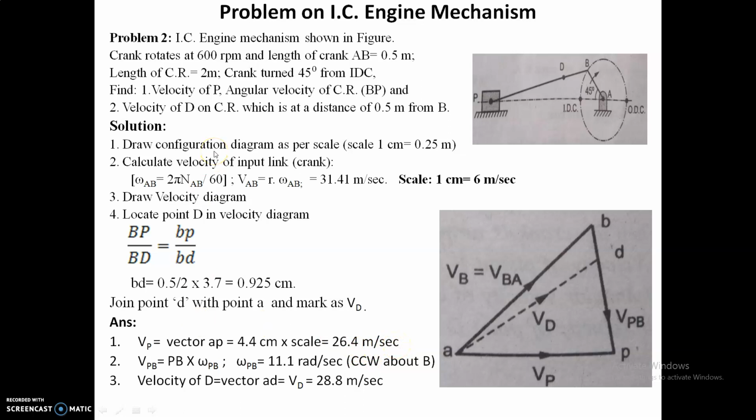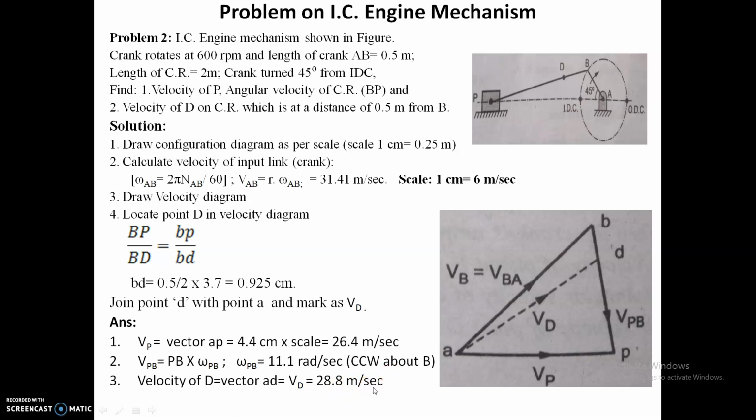The second unknown is the velocity of D. Again, we have already connected the D point with the fixed point. You measure the length small ad and multiply by scale, because the length of small ad is in centimeter and velocity is always in meter per second. So you multiply this length of ad by scale. You will get the answer 28.8 meter per second.